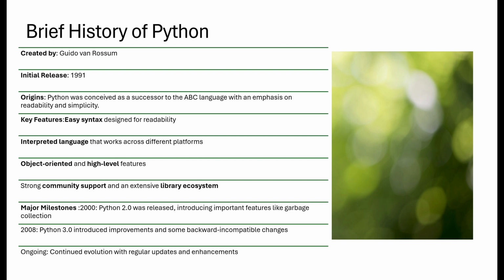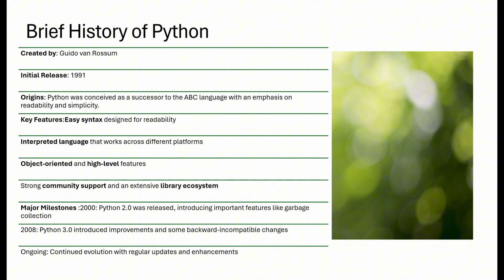Brief history of Python. Python was created by Guido van Rossum. The initial release was in 1991. Python was conceived as a successor to the ABC programming language with an emphasis on readability and simplicity. So key features of Python include easy syntax designed for readability. It's an interpreted language that works across different platforms. It is also an object-oriented programming language and has high-level features. Python also has a very strong community and an extensive library ecosystem.